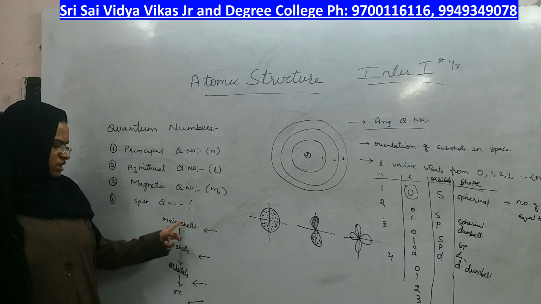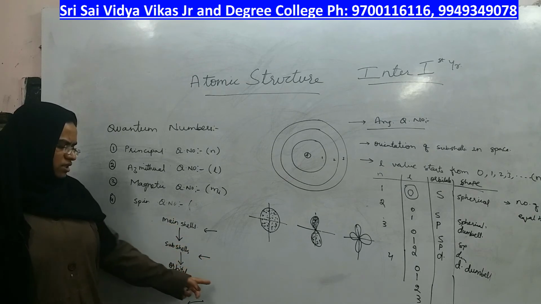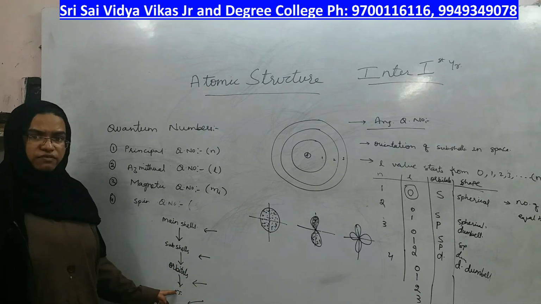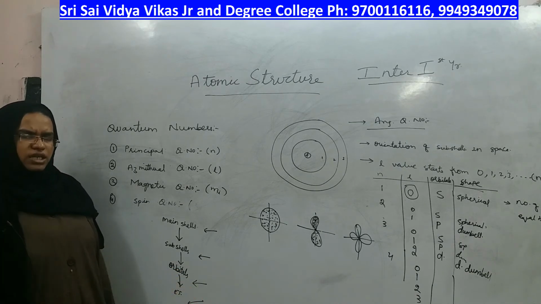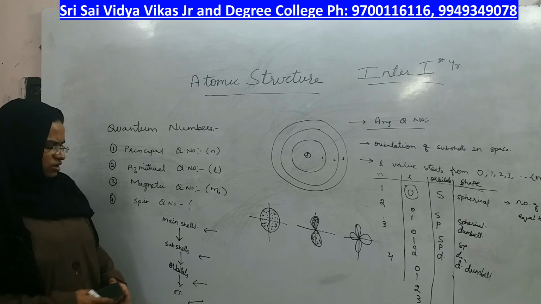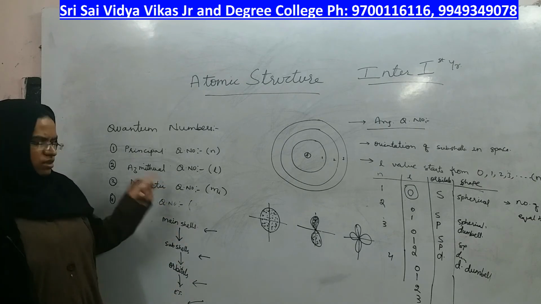The principal quantum number decides main shells. The angular momentum quantum number decides subshells. The magnetic quantum number decides orbitals. The spin quantum number decides the spin of the electron. Spinning means rotating continuously. How are they spinning? Clockwise or anti-clockwise, right? So this is the order. Please note this down and we will go to the next quantum number.